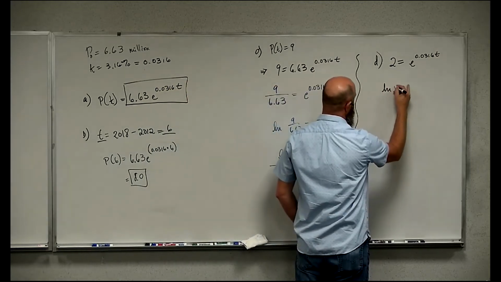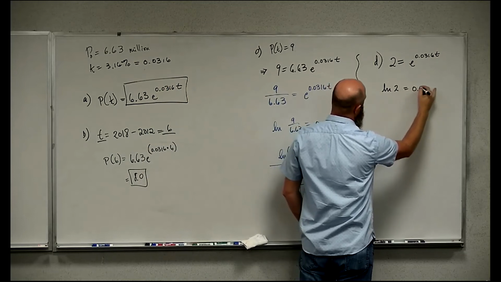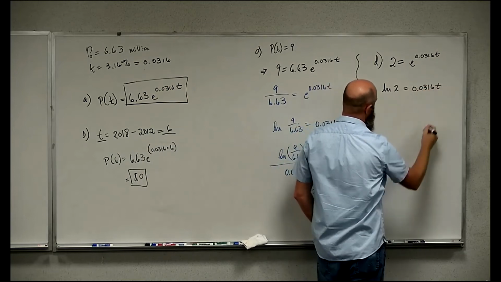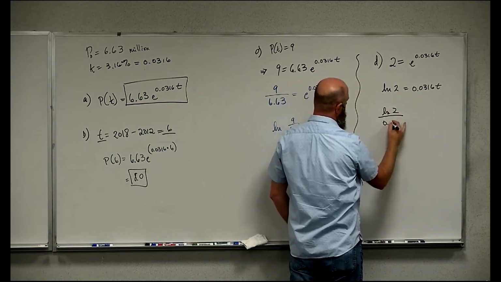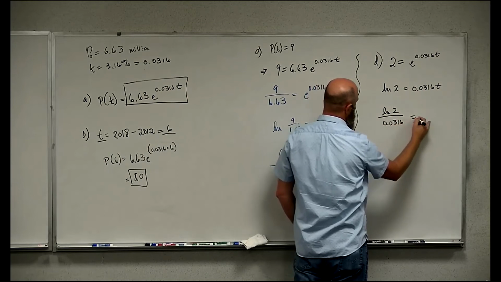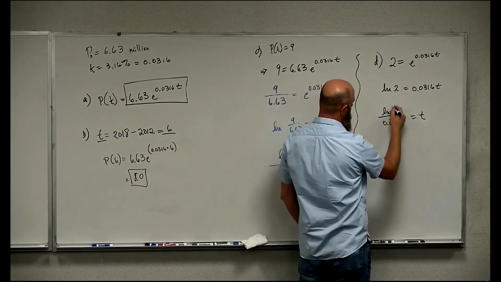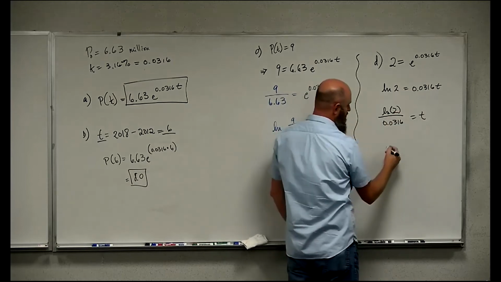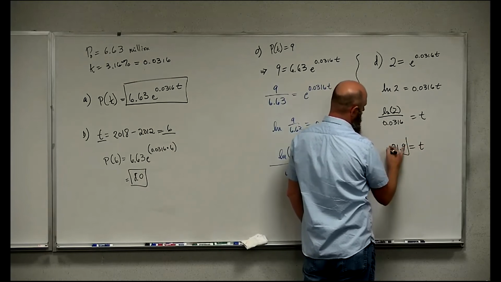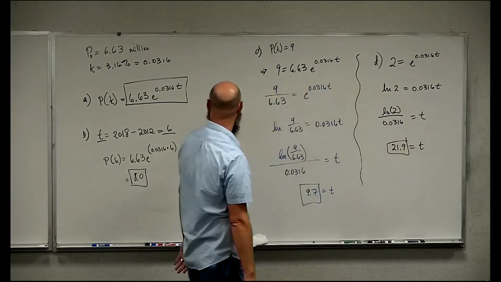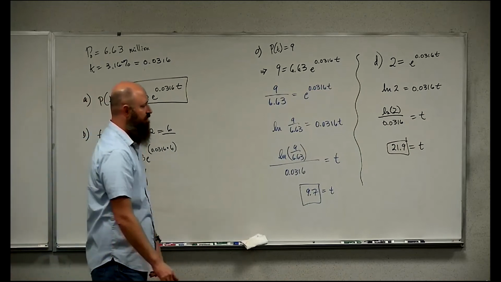Okay? So now we can rewrite this. We're going to get ln of 2 equals 0.0316 t. And so then we divide. So ln of 2 over 0.0316 equals t. And that tells me, I'll put this in the calculator. Again, this is going to be in parentheses here. You're going to get 21.9 years for it to double. Okay, so for our 6.63 to double, it would take us 21 years for that.